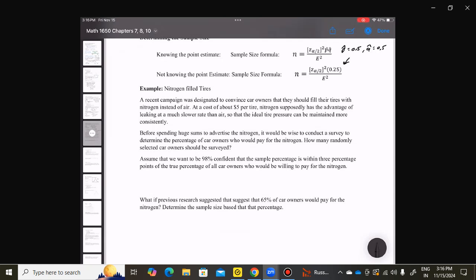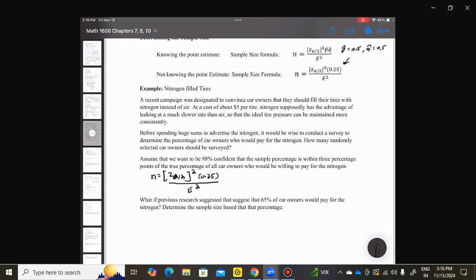Alright, so we are going to assume no new information here. So we'll use n equals z alpha over 2 squared times 0.25 over e squared. Now, we have to find the z alpha over 2, that's first.